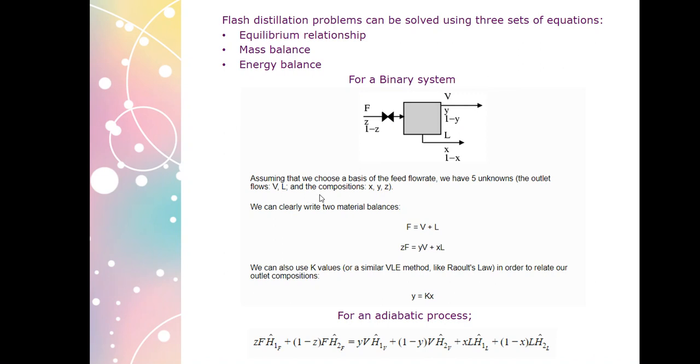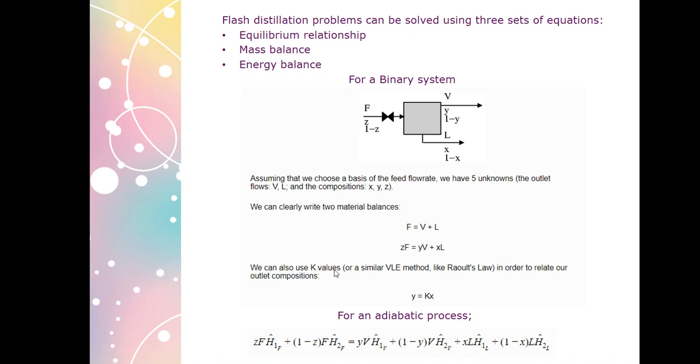Now, assuming that we choose a basis of the feed flow rate and we have 5 unknowns, the outlet flows in this case, which are V, L, and the compositions X, Y, and Z, these are the unknowns. So you can set up an overall material balance. In this case, that would be F is equal to V plus L. Then you can do a component balance on the solute. That would be F times Z being equal to V times Y plus L times X.